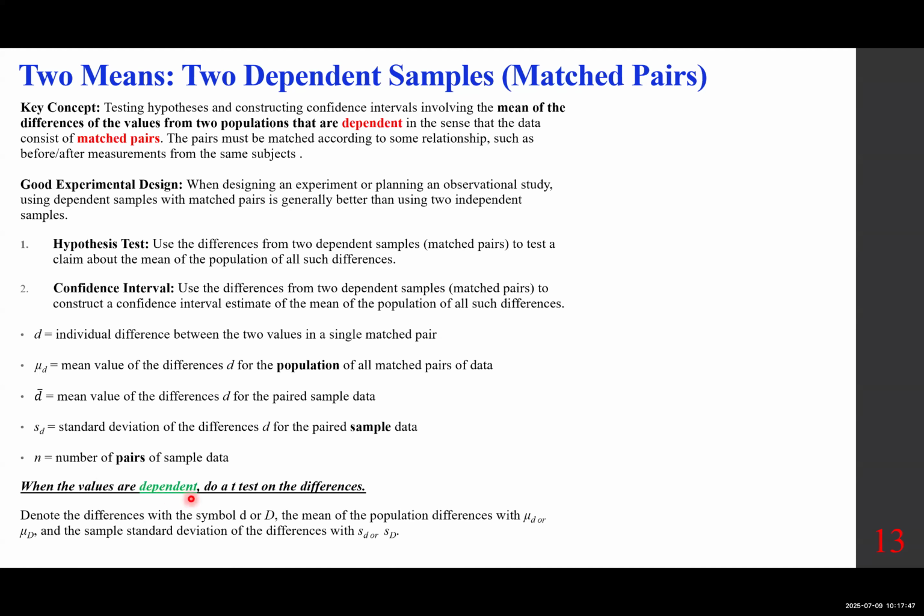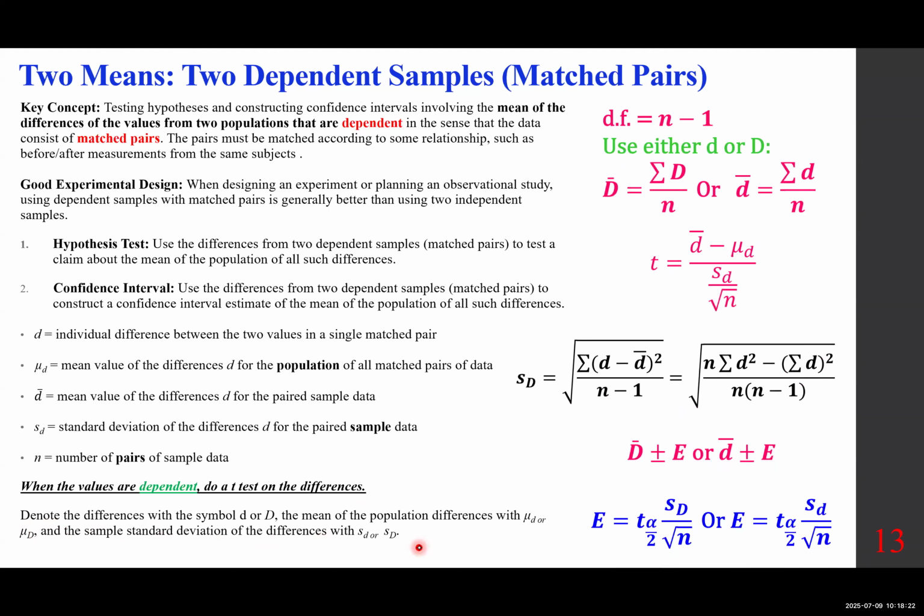When the values are dependent, do a t-test on the differences. That's the bottom line. And denote the differences with the symbol of lowercase d or capital D. I'm using both of them just to make a point that in some texts they use lower, in some texts they use upper case. Makes no difference. It means the same thing. The mean of the population differences with mu sub d or mu sub capital D, and the sample standard deviation S sub d, the lowercase or uppercase. So degrees of freedom is n minus 1. Use either lowercase d or capital D.